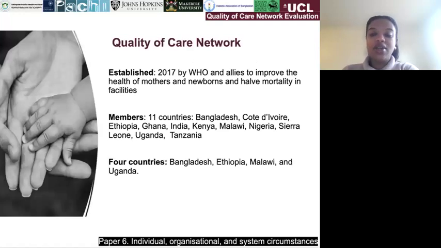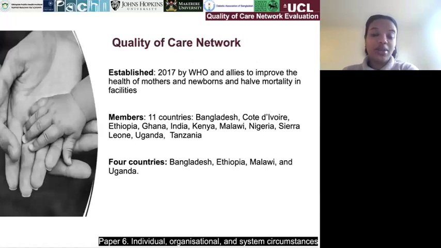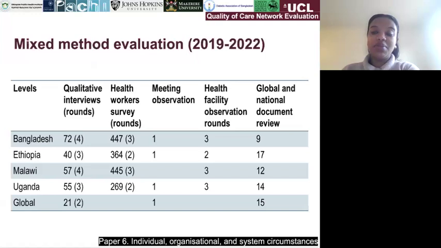Established in 2017 by the WHO and its partners, the QCN aimed to improve maternal and newborn health while reducing facility-based mortality. As has been mentioned, the network included 11 diverse countries, and in this paper, we focused on the situations in 4 selected countries. Our comprehensive mixed-method evaluation, conducted between 2019 and 2022, explored the QCN's impact in Bangladesh, Ethiopia, Malawi, and Uganda, with an additional global component. The table here outlines the scale of our data collection, but for this specific paper, we primarily used qualitative interviews, meeting observations, health facility observations that included assessments of care quality, and some document reviews to understand the policy context.